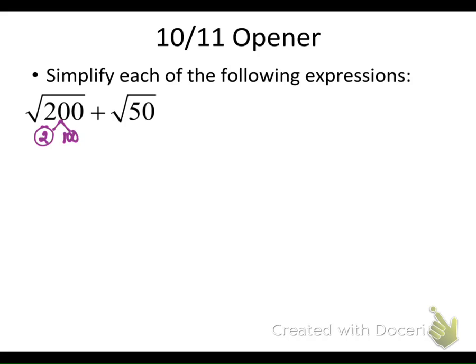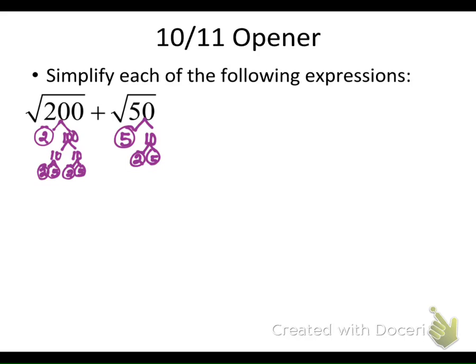Okay, for 100? 10 and 10. For tens, 2 and 5. Okay, so then I'm going to come to 50. What are two factors of 50? 5 and 10. 5 is prime, and for 10 we can use 2 and 5.